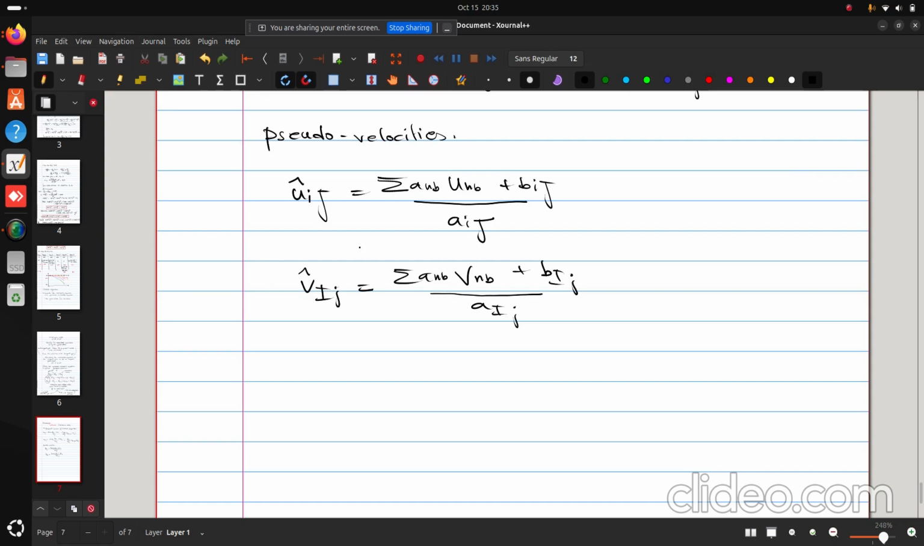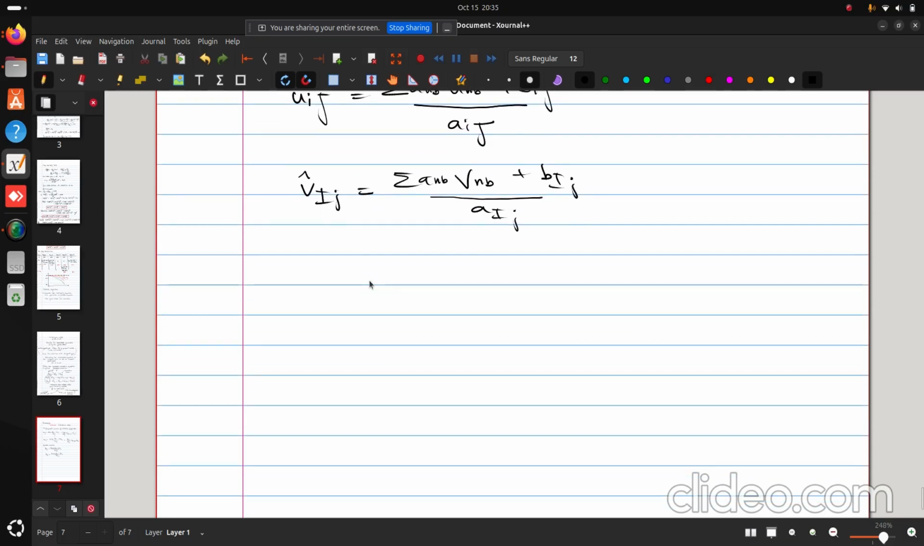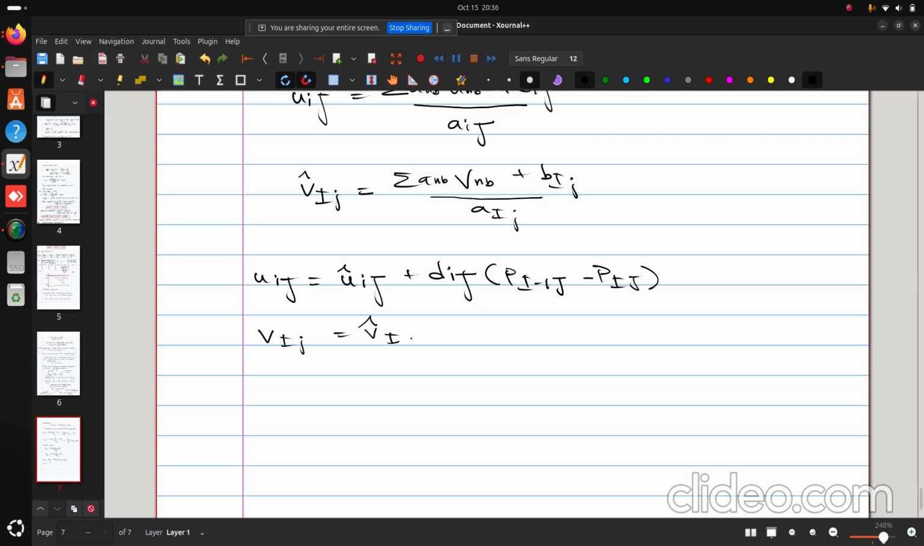now in terms of the pressure we can write the new U velocities as u small i capital J equals u hat small i capital J plus d small i capital J times P capital I minus 1 capital J minus P capital I capital J, and similarly v capital I small j is equal to v hat capital I small j plus d capital I small j times P capital I capital J minus 1 minus P capital I capital J. Okay.